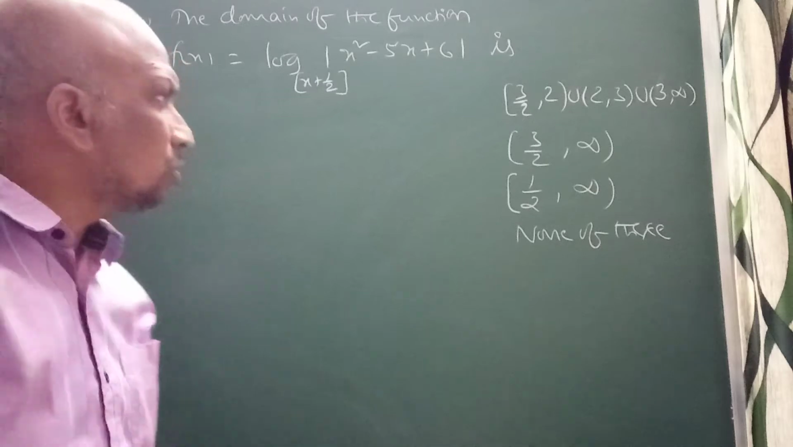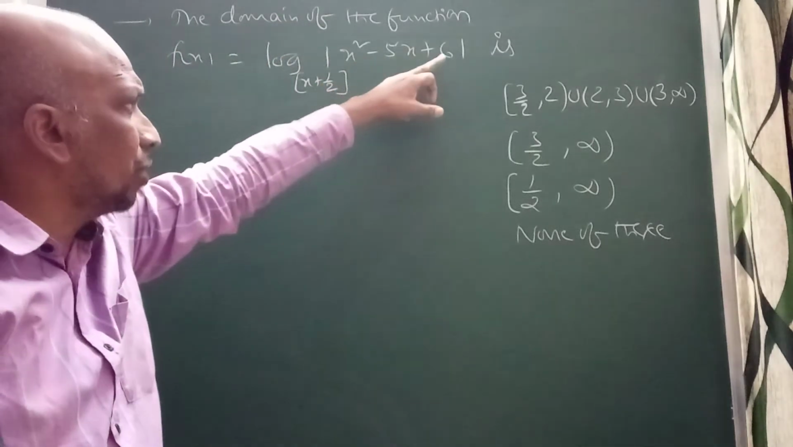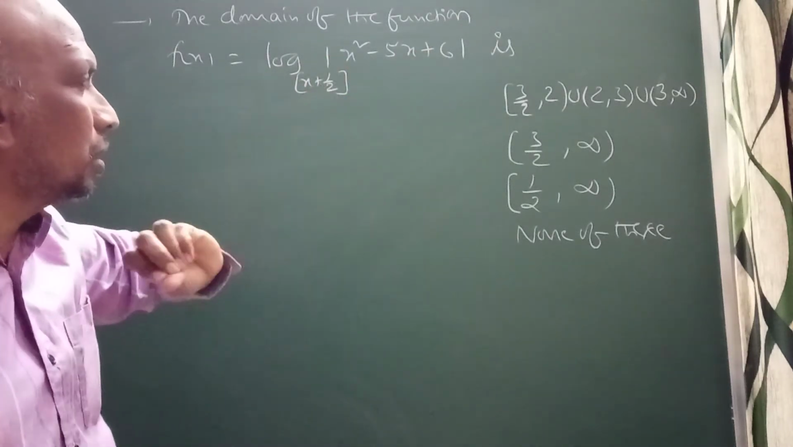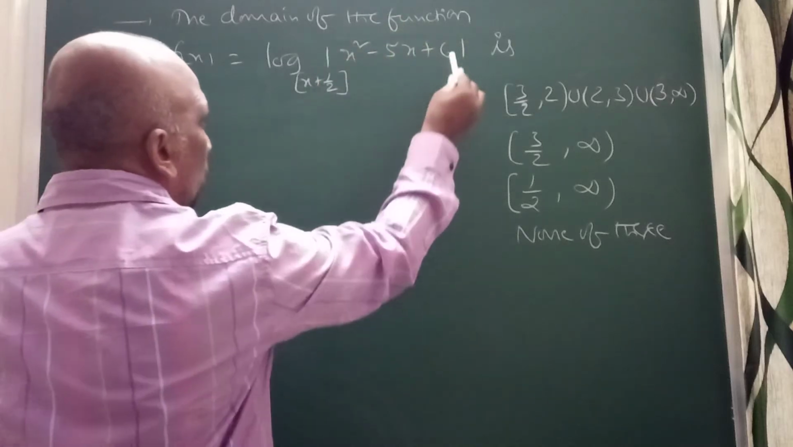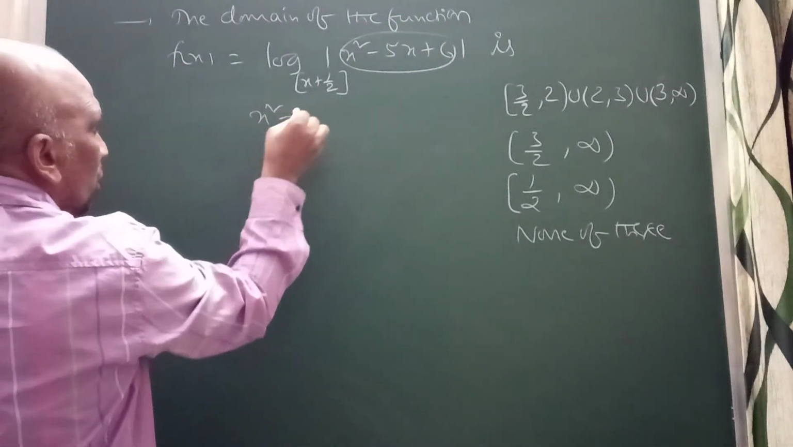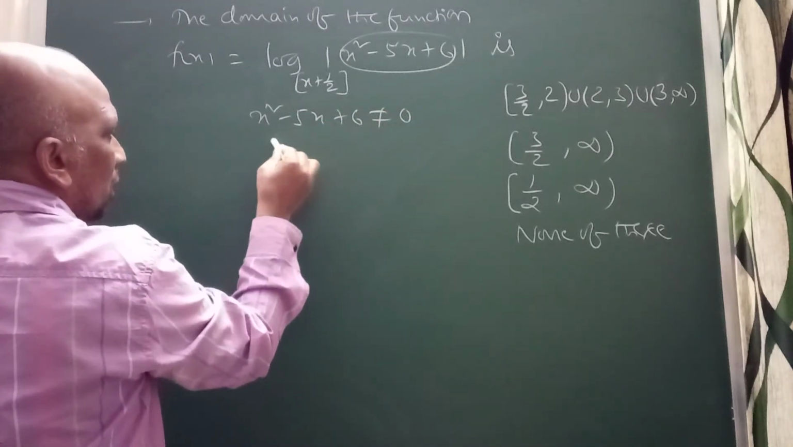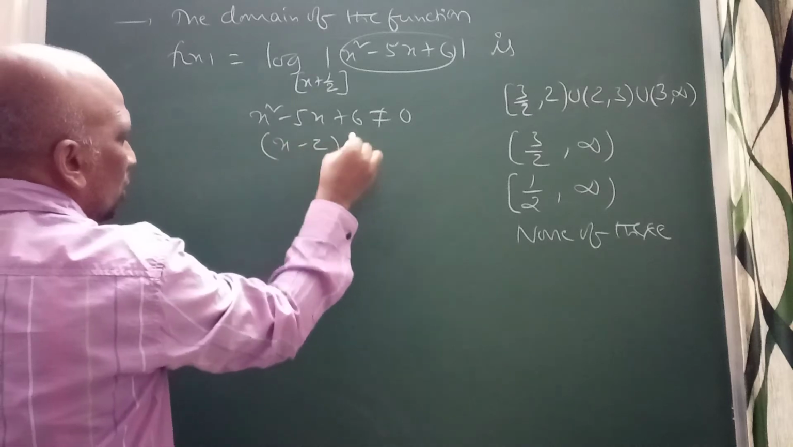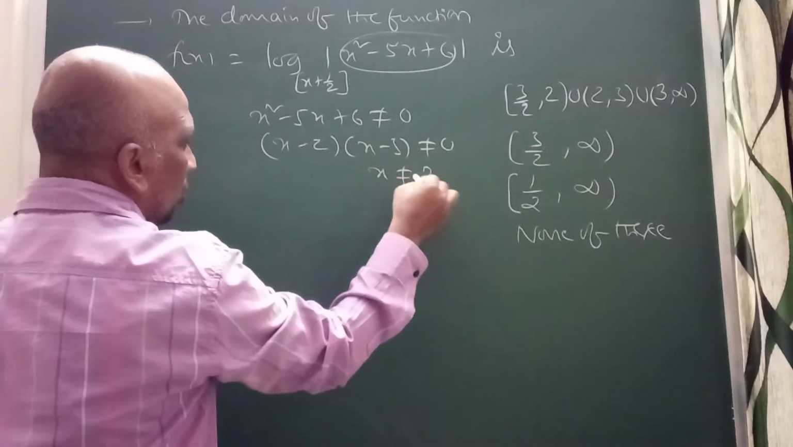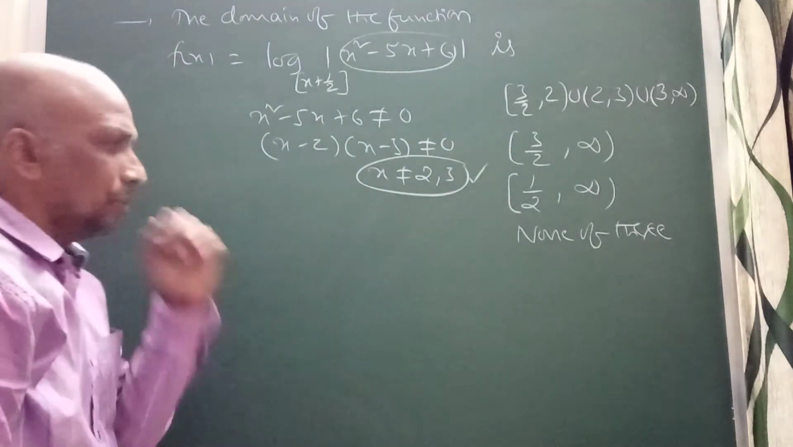Now see in this problem, the domain of the function f of x equals log of mod x square minus 5x plus 6, base step of x plus 1 by 2. The base is a step function. This is clearly positive, no doubt, but this should not be 0. So x square minus 5x plus 6 should not be equal to 0. Factors: x minus 2 into x minus 3 should not be equal to 0. That means x is not equal to 2, 3. Just remember, x is not 2, 3.